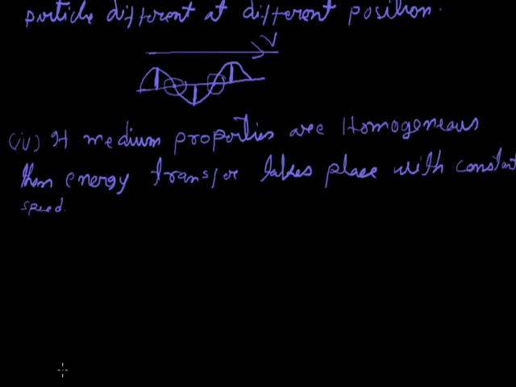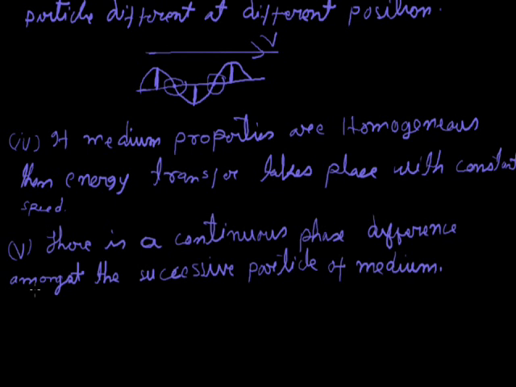The next point, there is a continuous phase difference amongst the successive particles of the medium. This is also an important point, meaning the phase difference of every particle is different. Now these are some characteristics of wave motion.